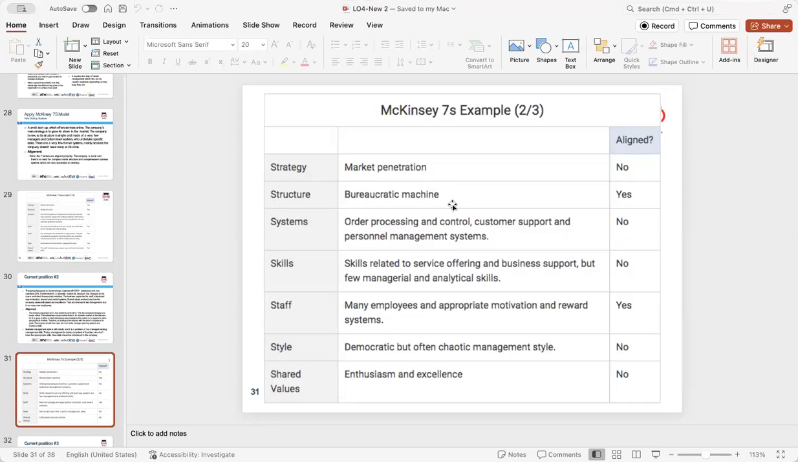for strategic growth. Staff: democratic but often Gothic management style. The large workforce is appropriately motivated, but the management styles remain Gothic. Then shared values. Shared values have shifted to enthusiasm and excellence, but the loss of trust and teamwork affects overall effectiveness.